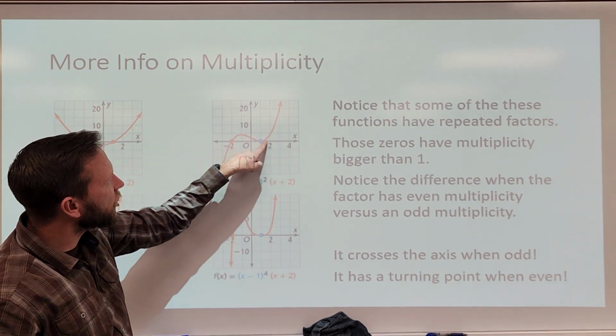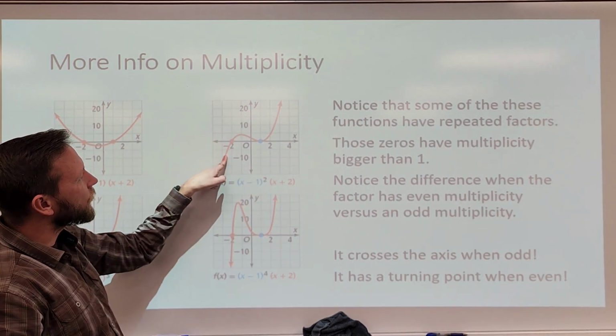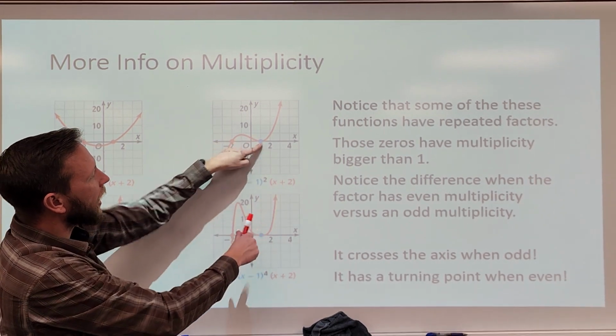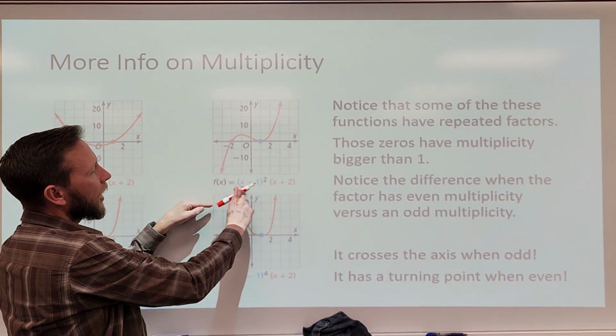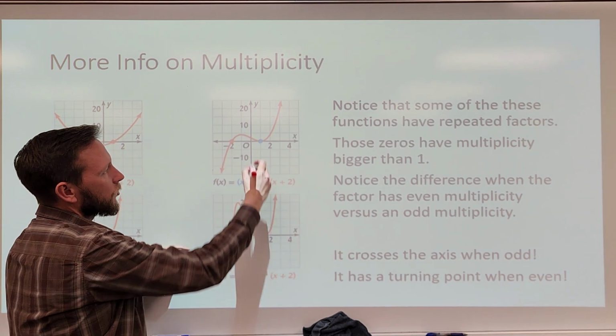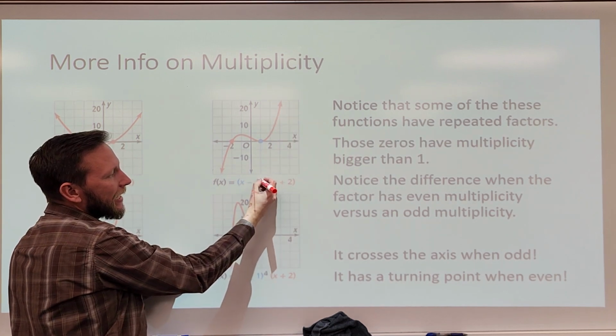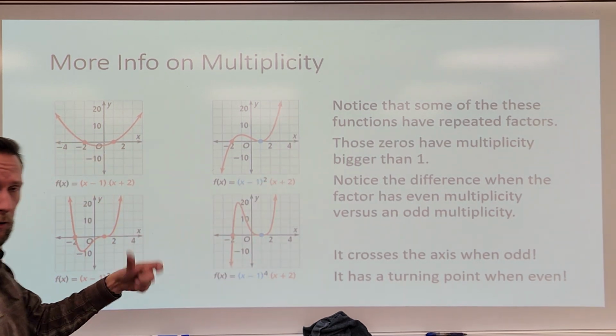Here, this kind of touches and bounces off. Here it crosses, so I know that x minus negative 2, or x plus 2, is a factor. But here at x equals positive 1, x minus 1, there is a multiplicity there. So when it touches and bounces off, that is usually an even number of multiplicity.